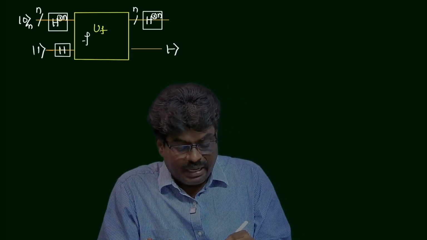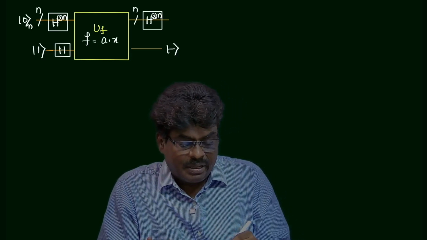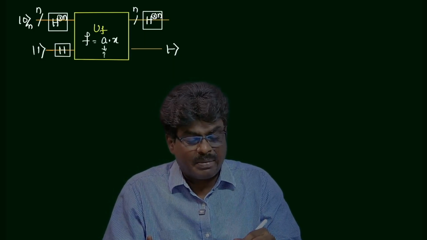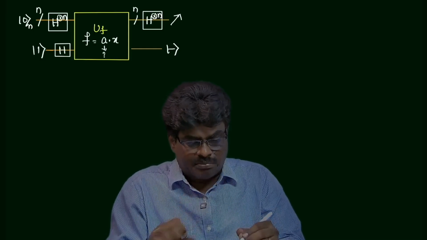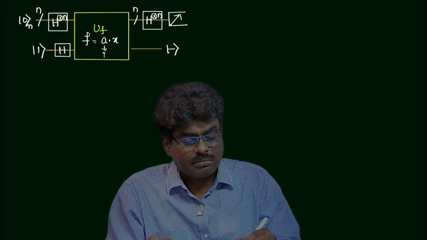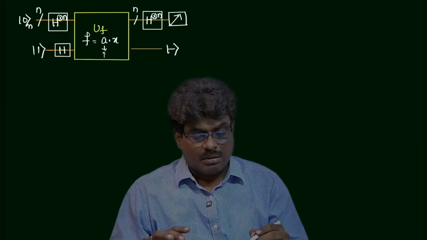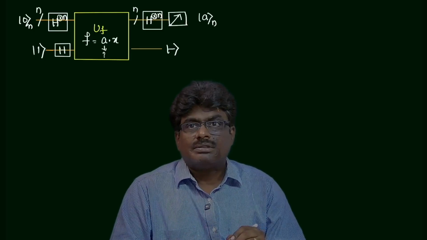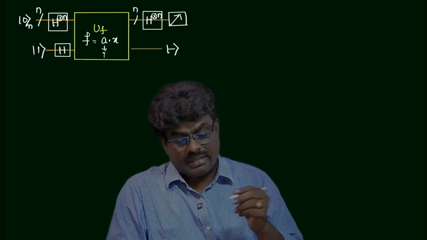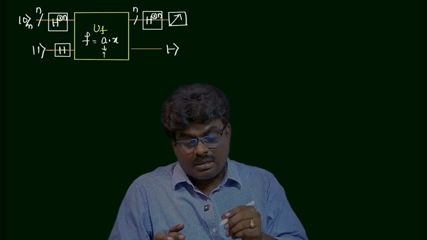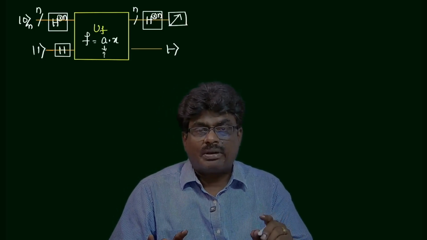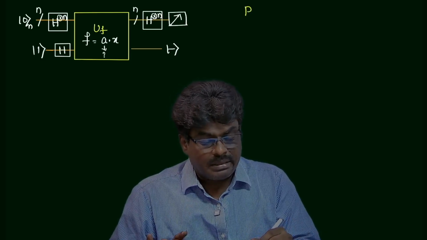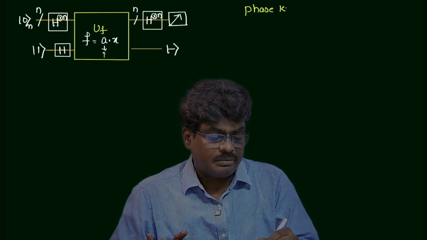So here the function f is defined as a dot x, and our aim is to find this a. That means here if you make a measurement, we have to get a. So let us check whether we'll get this or not. Now in this algorithm also we are using that most important feature called phase kickback. So let me take that phase kickback.